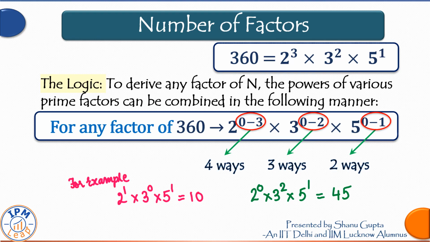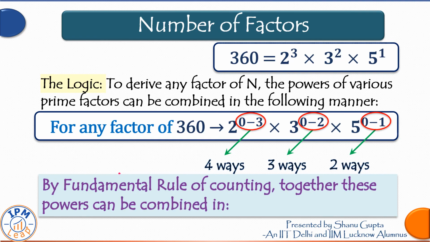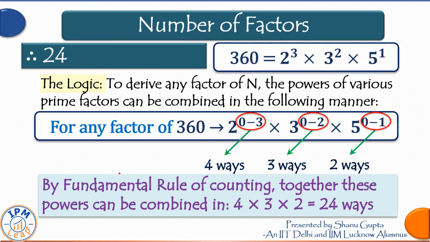So by the fundamental rule of counting, together the powers of these prime factors can be combined in 4 into 3 into 2, that is 24 ways. And therefore, there are 24 factors of the number 360.